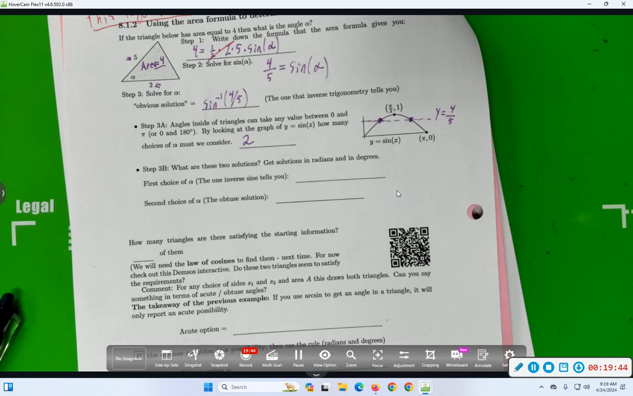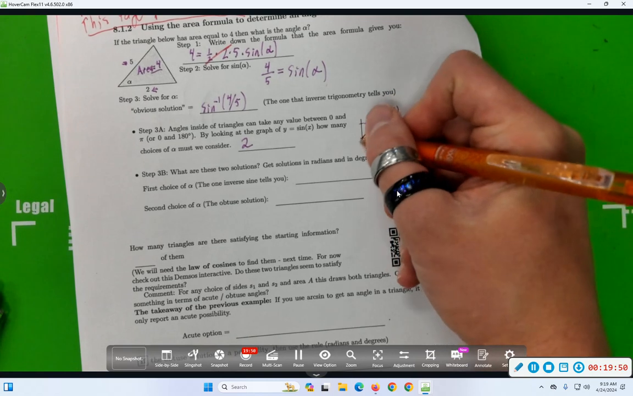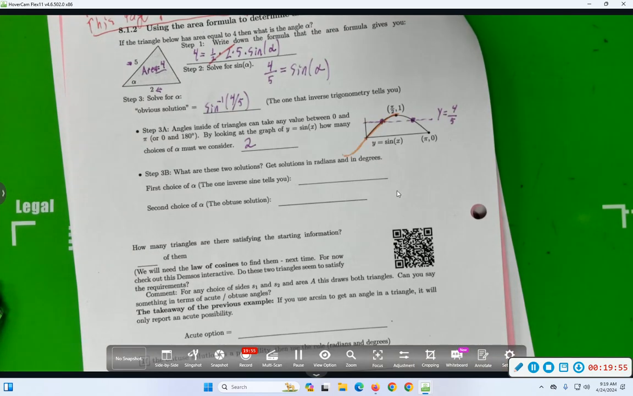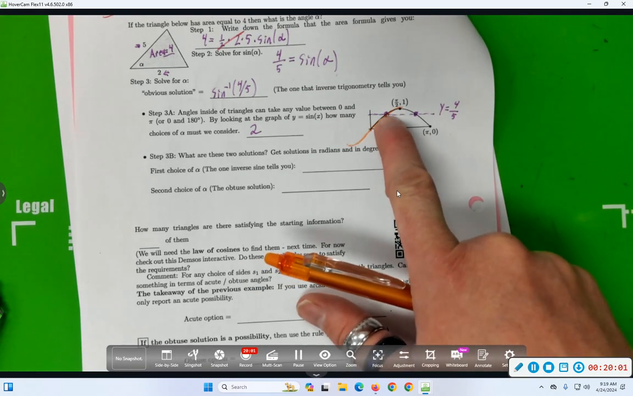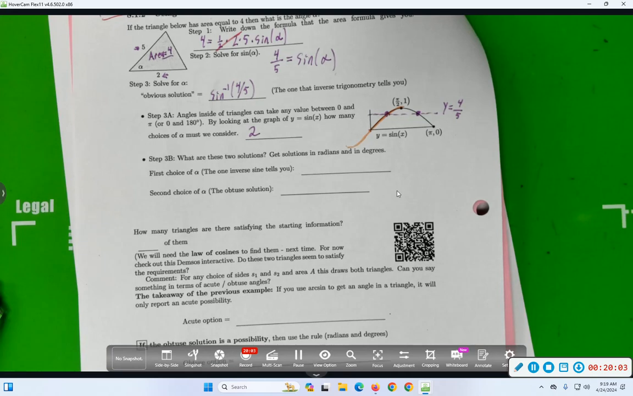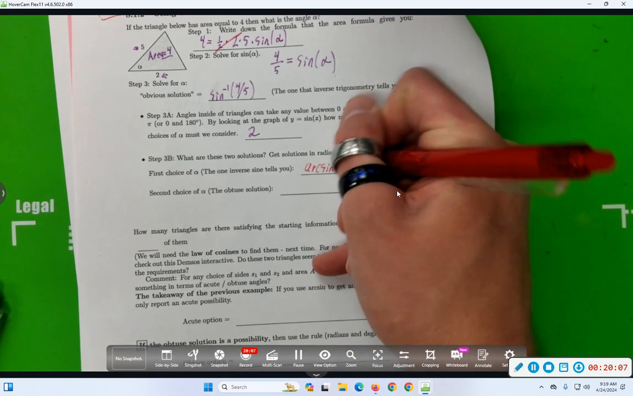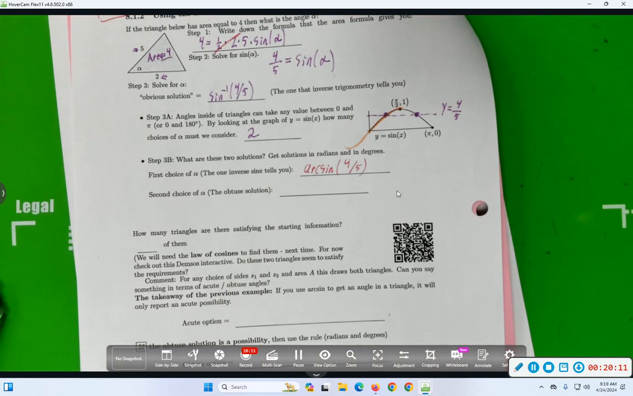Let's determine them. So one of them we already have done, right? There's the piece of sine that you use to get inverse sine. So I know what this point is. This point is the arc sine value that we just found. So the first one, the one that inverse sine tells you, is arc sine of 4 over 5.